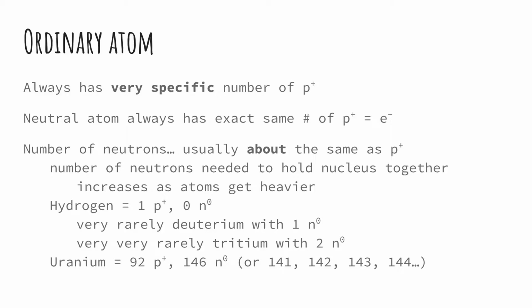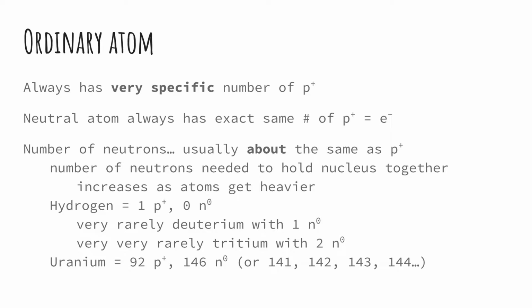So hydrogen only has one proton, so it doesn't need neutrons to hold that together. There's nothing to repel it. So most of the hydrogen in the universe is just the one proton and 0 neutrons. And then very rarely you can find what's known as deuterium, a hydrogen atom that also has a neutron. And then incredibly rarely you can also find tritium, a hydrogen atom with 2 neutrons. Incredibly rare.